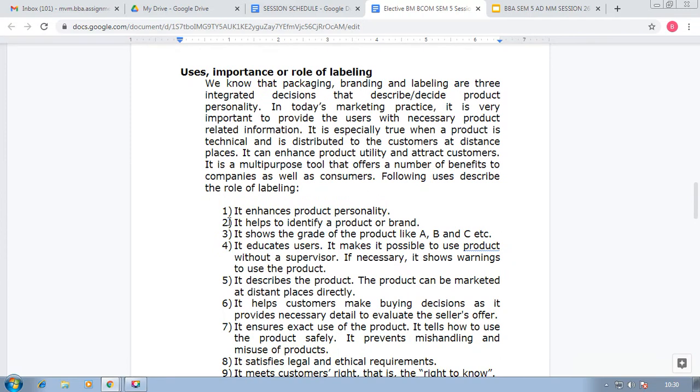Now most important is the role of labeling, or the use or importance of labeling. Why is labeling required as one of the strategically important decisions? So branding, packaging, labeling: labeling enhances the utility and attracts the customers. That is a multiple tool, students, offering lots of benefits to companies as well as consumers. First and foremost, it enhances product personality. It's like we as human beings, students, wear different clothes, jewelry, sunglasses or footwear. Why? Because we want to enhance our personality.